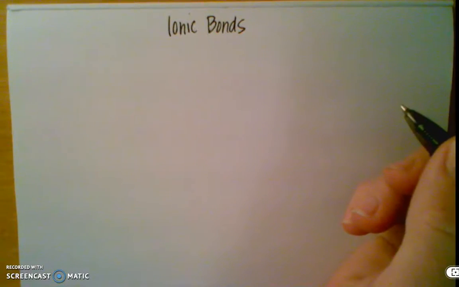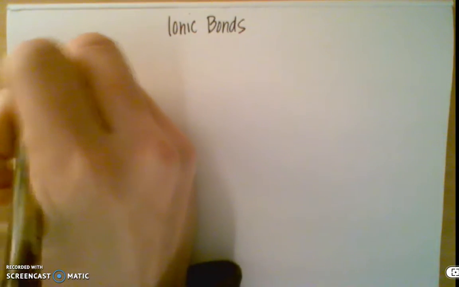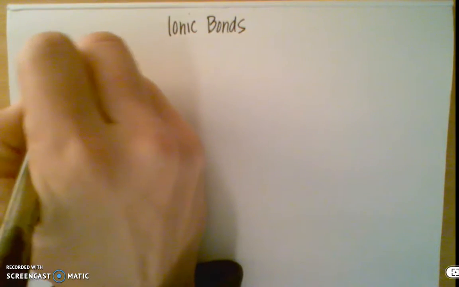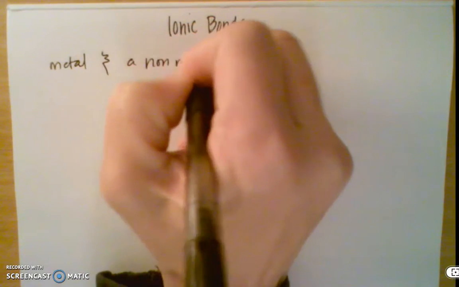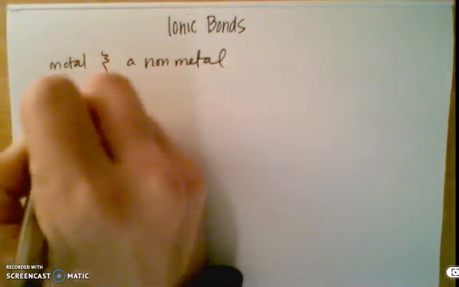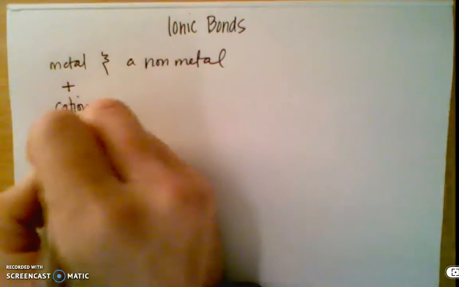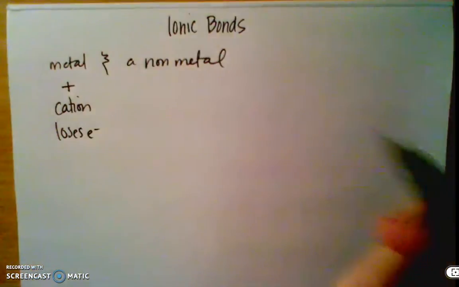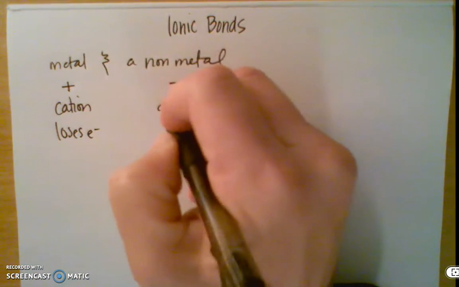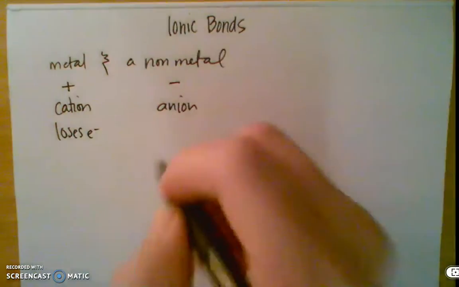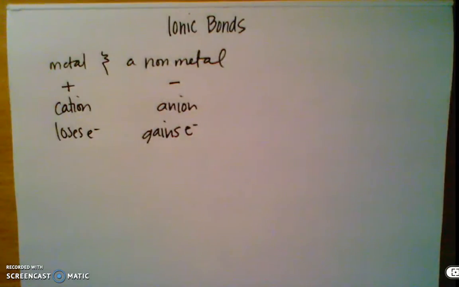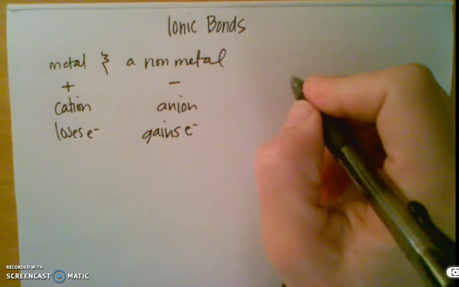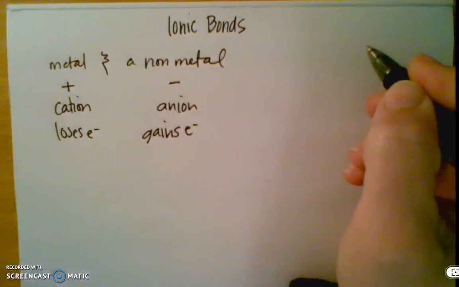Ionic bonds are going to be bonds generally made from a metal and a non-metal. Most of the time, the metal is going to be positive, which is a cation, which means that it loses electrons. And the non-metal is going to be negative, which is an anion, which means that it gains electrons. This is going to create a situation where opposite charges are attracted to one another.